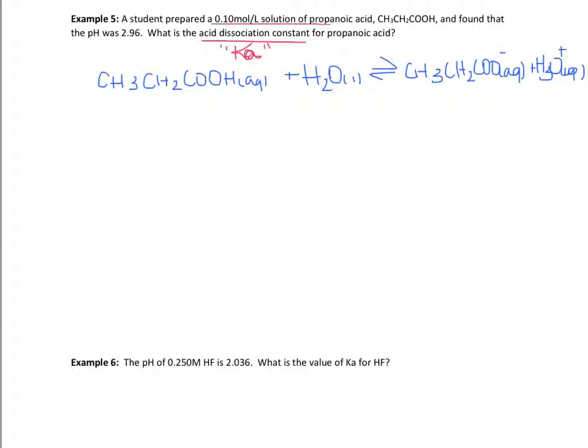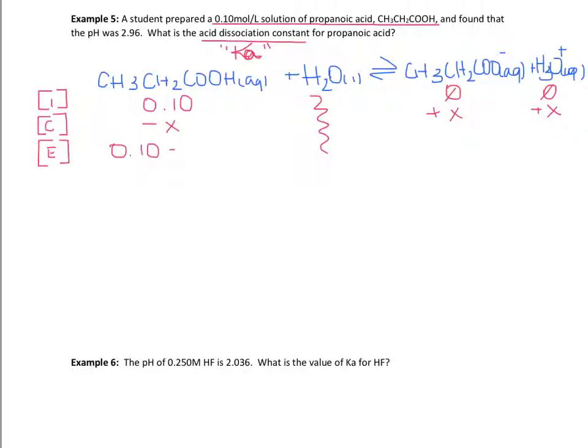We were told that we had a 0.1 molar solution. However, we were not told that this was specifically at equilibrium. So we need to use our ice table. Water is not included in an acid dissociation constant, so we can leave that out. We initially had 0.1 molar propanoic acid, and we always have no products to start. We lose reactants, we gain products, all of which have the coefficient 1, and the equilibrium line are the first two put together.